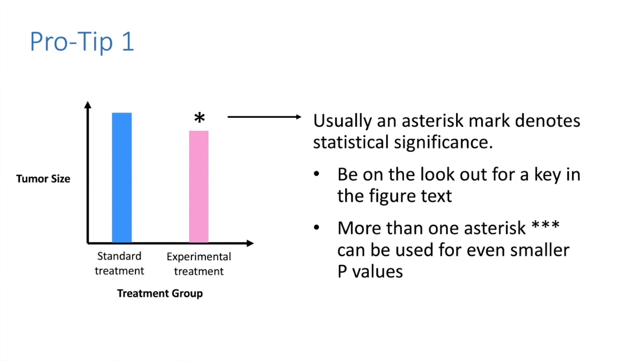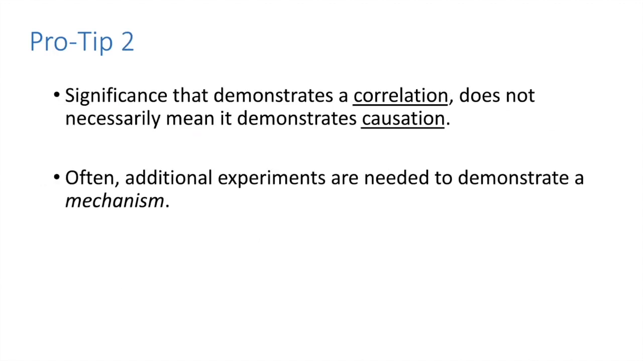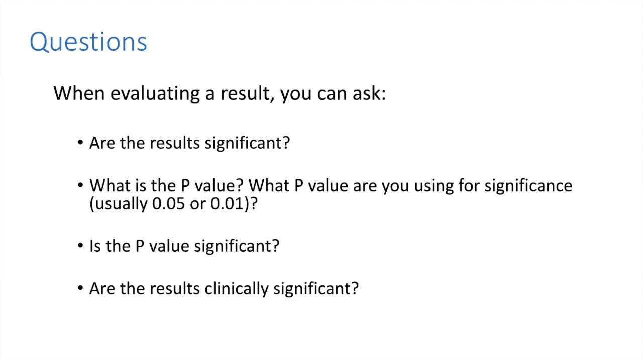Pro tip number 1. Usually an asterisk mark denotes statistical significance. Be on the lookout for a key in the figure text. More than one asterisk can be used for even smaller p-values. Pro tip number 2. Significance that demonstrates a correlation does not necessarily mean it demonstrates a causation. Often, additional experiments are needed to demonstrate a mechanism.